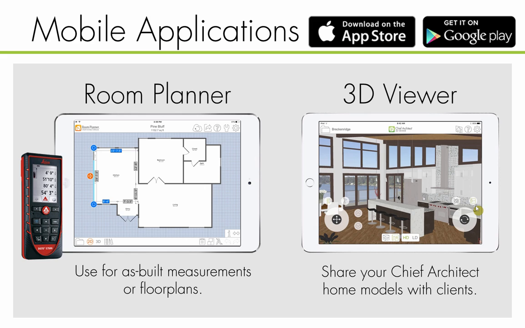So we do have some mobile applications to enhance your design work with Chief Architect. The first one is the room planner, and that's really good for doing any as-builts, getting those measurements out in the field. So it will sync with different laser measuring devices. Get that floor plan in there, save it up to the cloud, and then your teammate back in the office can start working on it before you even get back. So you don't have to do double inputs, and it's really efficient to then work in the software.